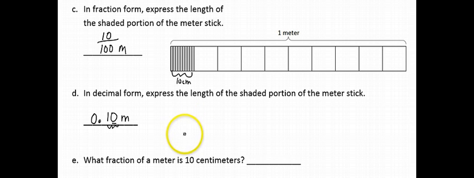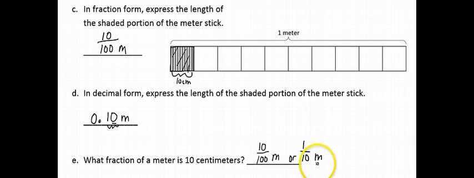The next question says, what fraction of a meter is 10 centimeters? Well, again, since we have 10 centimeters out of the 100 that make up a meter, we would say the fraction is 10/100ths of a meter. Or you could look at it as each of these sections in my tape diagram is 1/10 of the meter. Both these answers are the same, 10/100ths of the meter or 1/10 of the meter. The two fractions are equivalent.